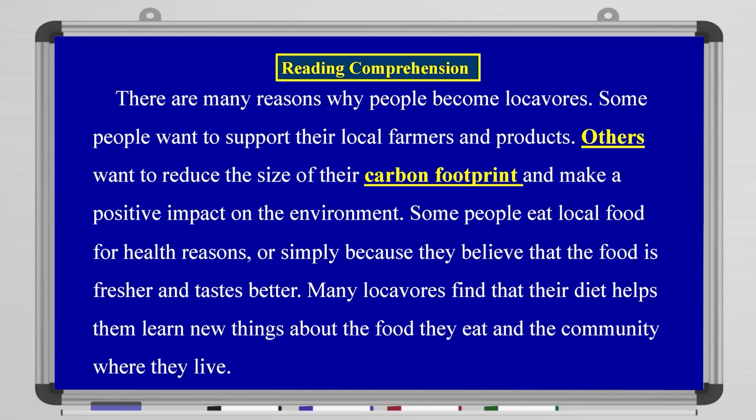There are many reasons why people become locavores. Some people want to support their local farmers and products. Others want to reduce the size of their carbon footprint and make a positive impact on the environment. Some people eat local food for health reasons, or simply because they believe that food is fresher and tastes better. Many locavores find that their diet helps them learn new things about the food they eat and the community where they live.